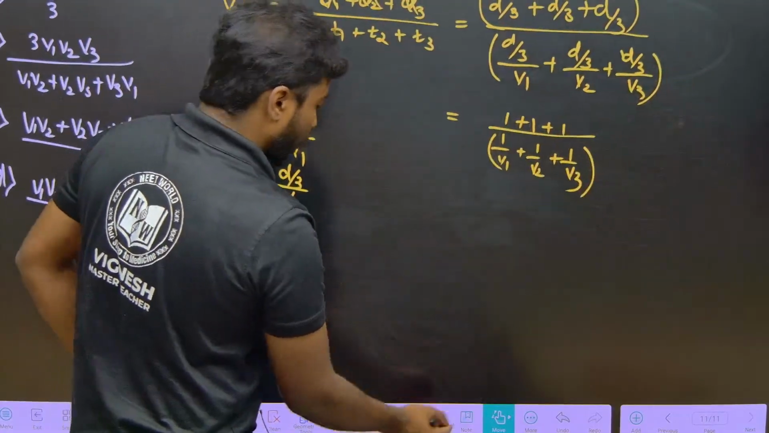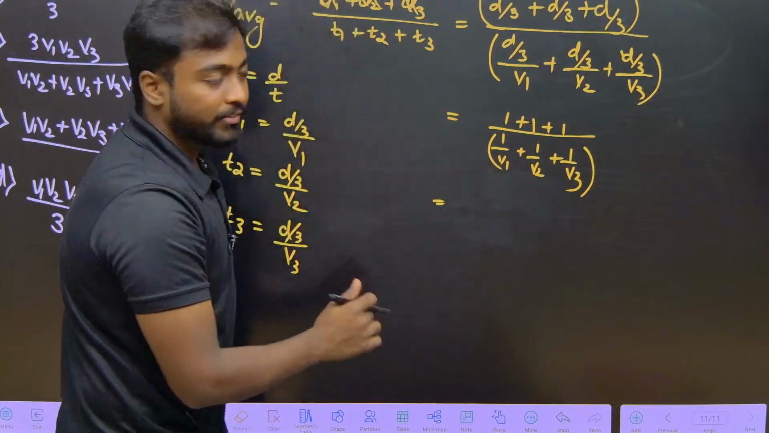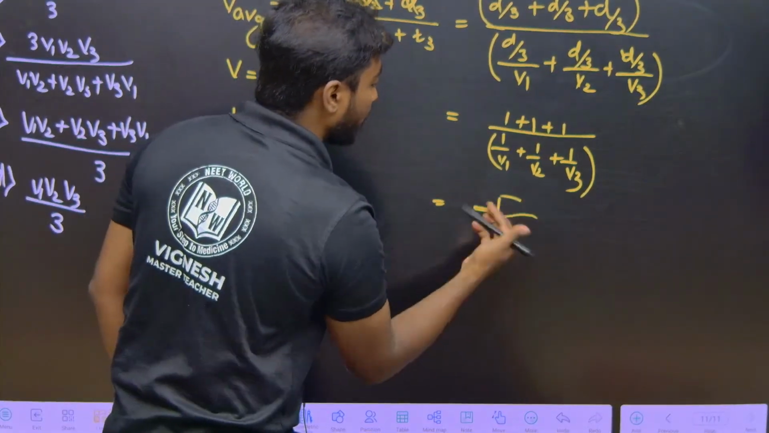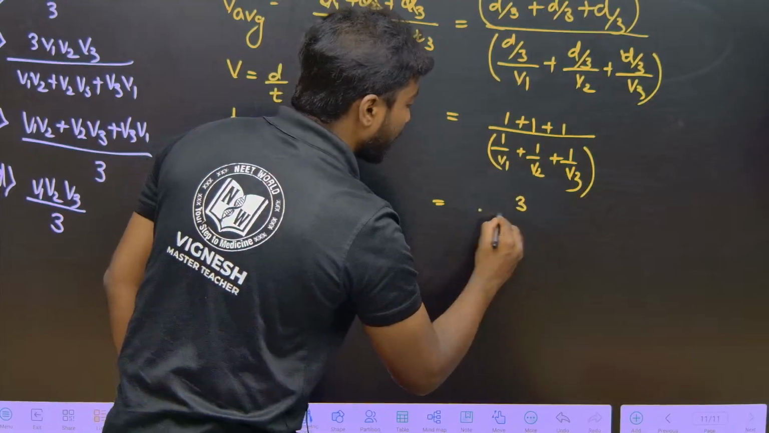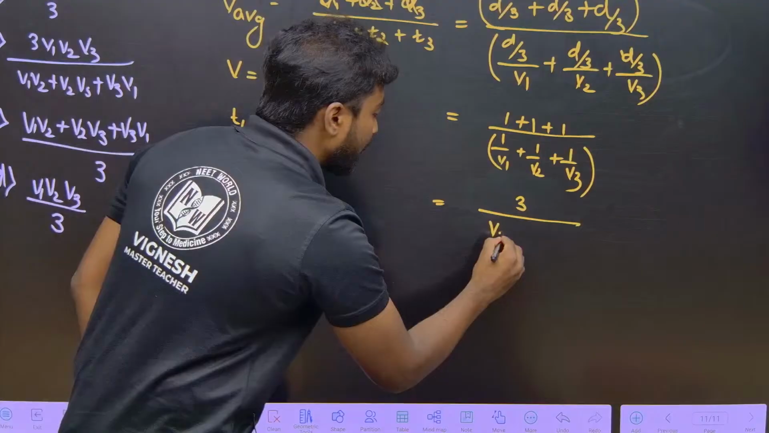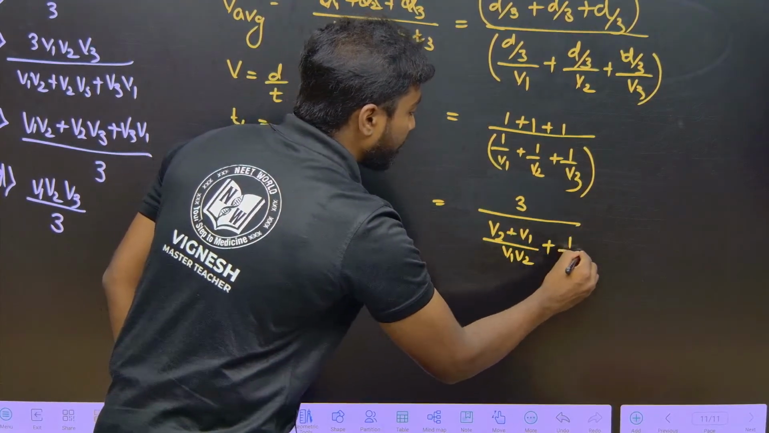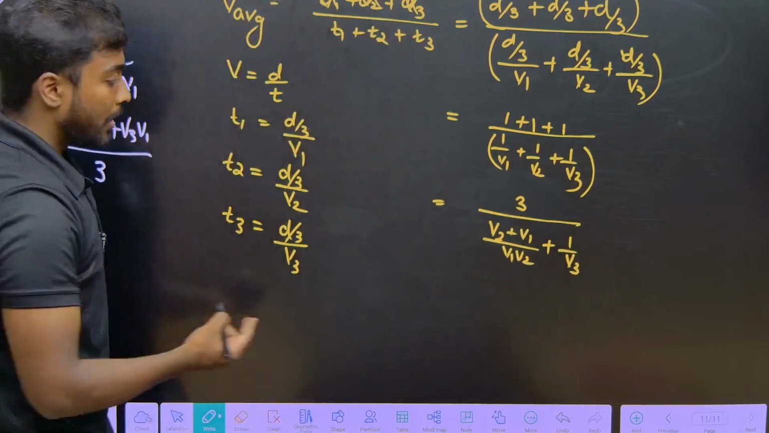Now I can solve by using LCM. First I will do the LCM of these two. The upper part will be 3. So V1, V2 cross multiply. What I will get? V2 plus V1 divided by V1 V2, plus 1 by V3. Again cross multiply.